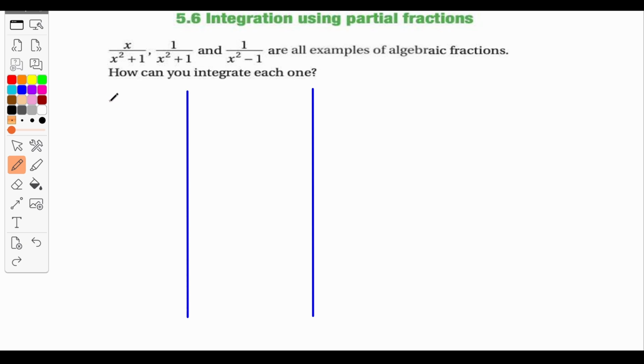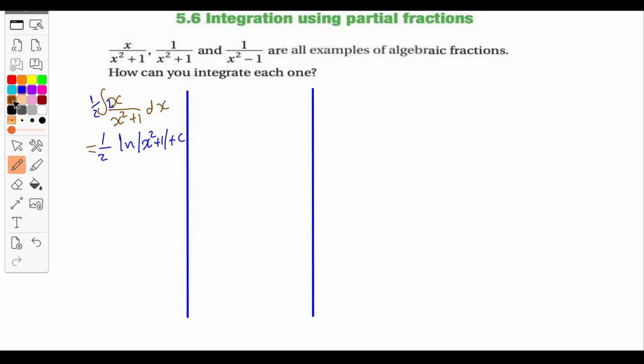If we start with the first one, if we want to integrate the algebraic fraction x over x squared plus 1 dx, this case we have studied before. If you multiply the x by 2 and divide outside by 2, now the top 2x will be the derivative of x squared plus 1. So the answer will be half ln of the modulus of x squared plus 1 plus c. So this is the answer of this one.